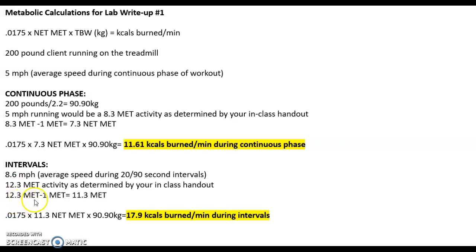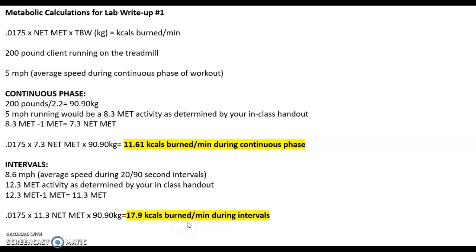I'm going to subtract 1 MET from my 12.3 METs in order to get my net MET level. So this should be 11.3 is my net MET level. So I have 0.0175 multiplied by 11.3 net METs multiplied by my client's kilograms, which is 90.9. That gives me 17.9 calories burned per minute during the intervals.